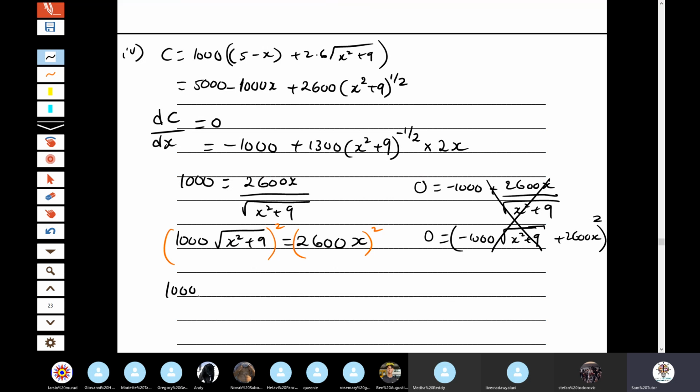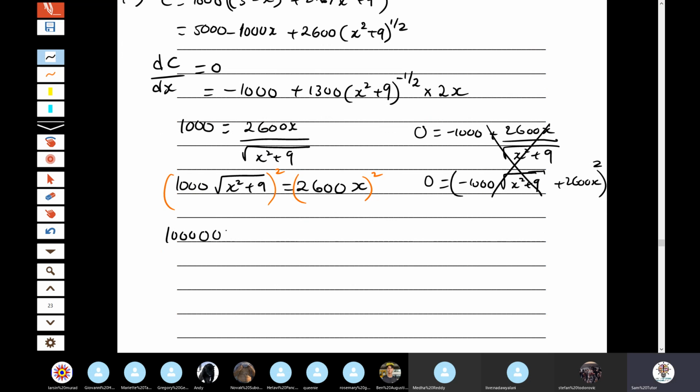That was the 9900, by the way. That was the thing that was meant to be hard, which is good. Because a lot of students obviously would be doing the first case that I did, or the second case. And then x squared plus 9 equals 26 squared. 25 squared is 625, so 26 squared is 676.